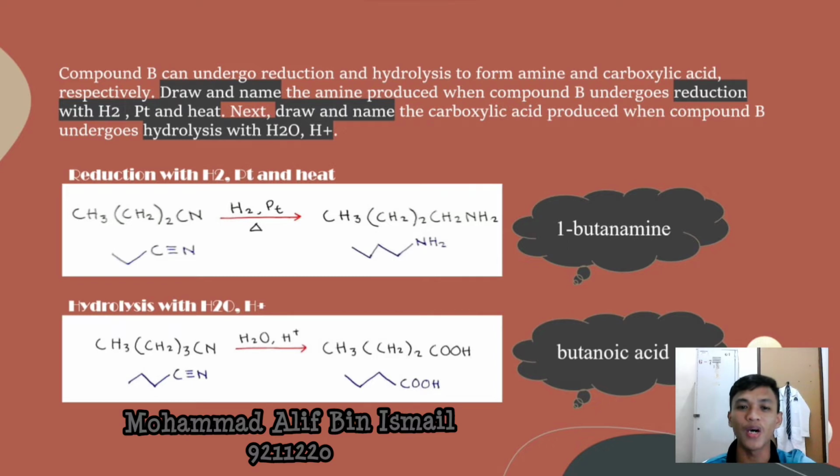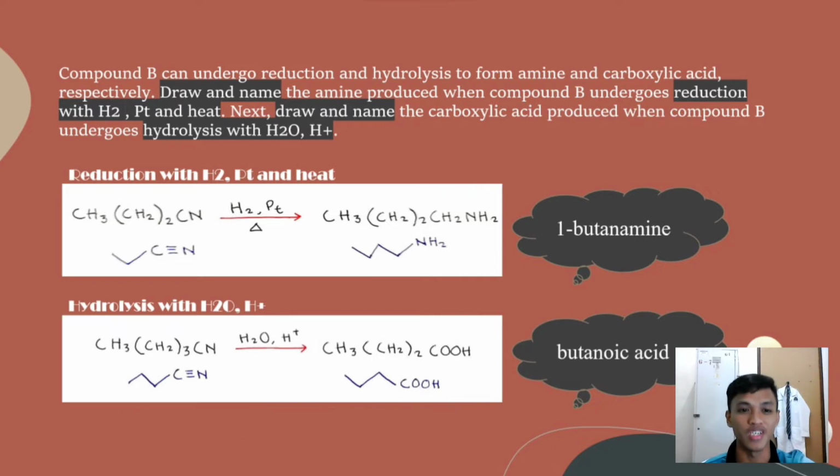Bismillahirrahmanirrahim. Now I will continue with another question. Compound B can undergo reduction and hydrolysis to form amine and carboxylic acid, respectively. Draw and name the amine produced when compound B undergoes reduction with H2, Pt, and heat. Next, draw and name the carboxylic acid produced when compound B undergoes hydrolysis with H2O and H+.